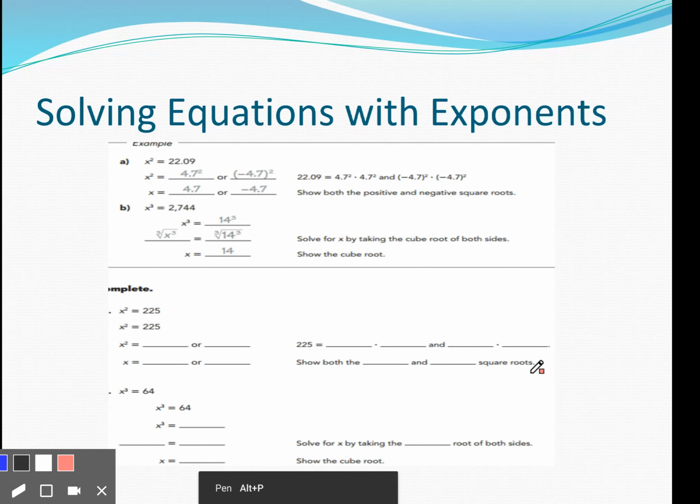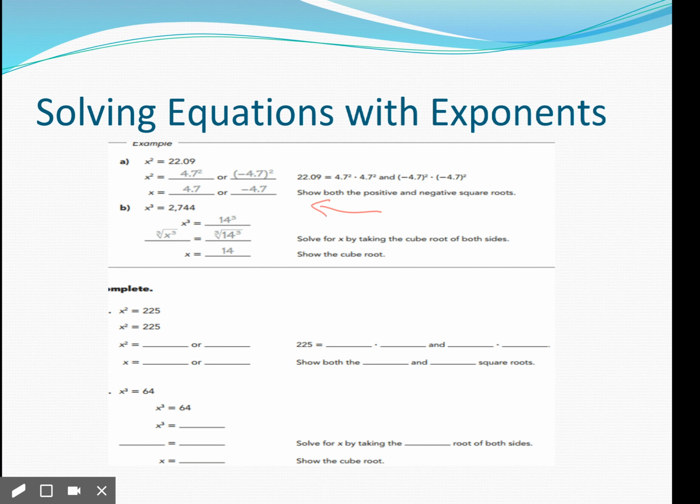Here I'm going to show you some other ways and some other problems where you're going to need to use exponents. They show you some examples here where they give you a variable squared or a variable cubed equals a number, and they want you to solve for the variable. So the opposite of squaring a number is finding the square root. So when they say x squared equals 22.09, to solve that, they found the square root of 22.09.